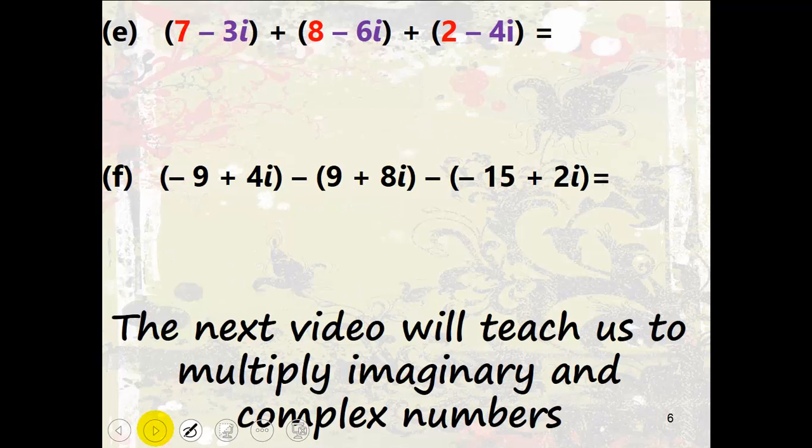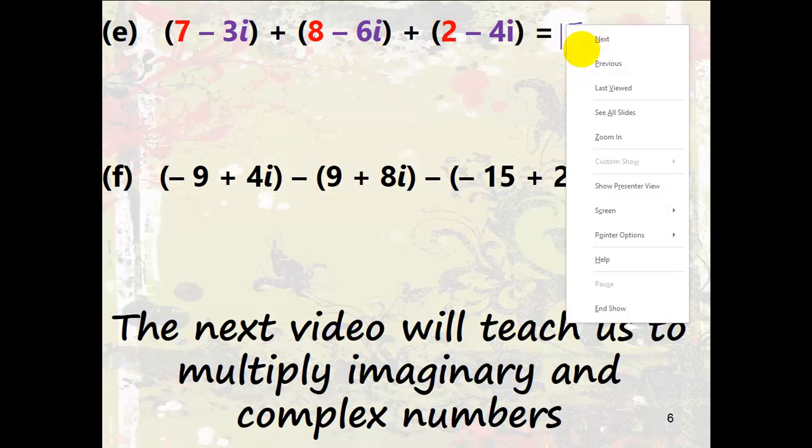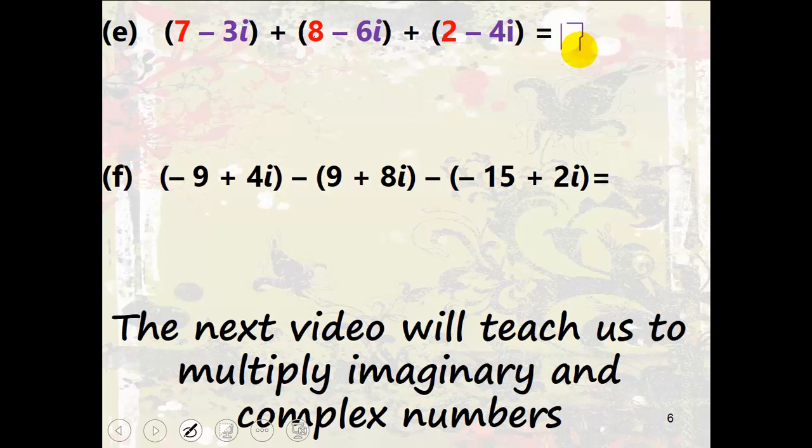Now, we can add more than two complex numbers together, and all we do is follow the same pattern. Combine your constants and then combine your imaginaries. So 7 plus 8 is 15, plus 2, that gives me 17. Negative 3i minus 6i, that's negative 9i, minus 4i, that's negative 13i. Okay? All right, you guys try F and see if you get it right.